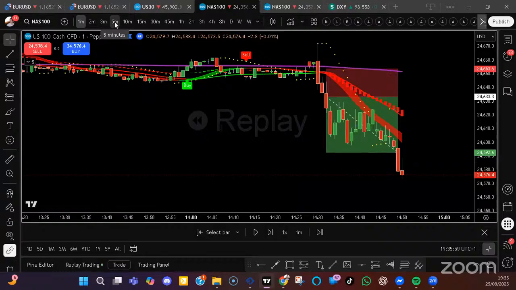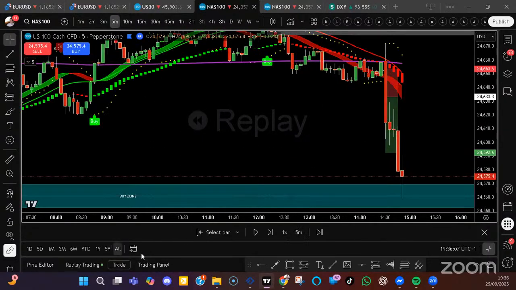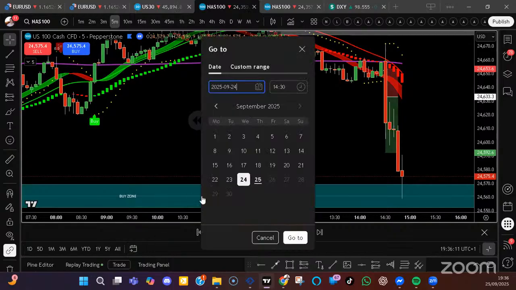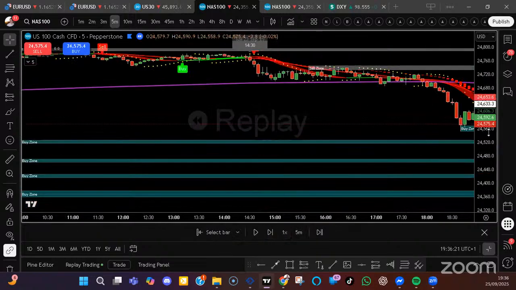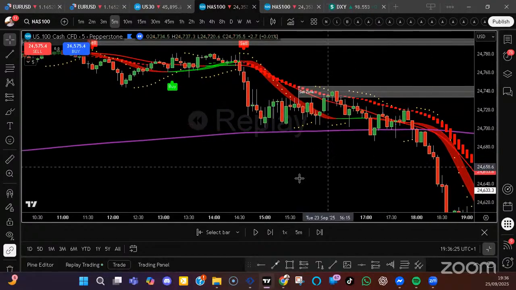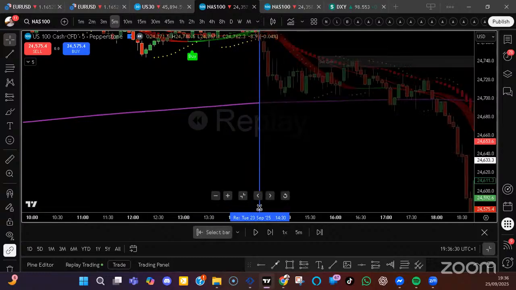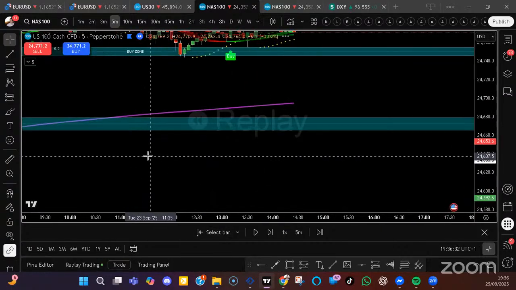So on the 5 minute time frame again. This time I want to go to, this is by the way how you do the back testing. I want to go to the Tuesday the 23rd at 14:30. So let's go there and see what that looks like. So select the bar, 14:30, which is there.